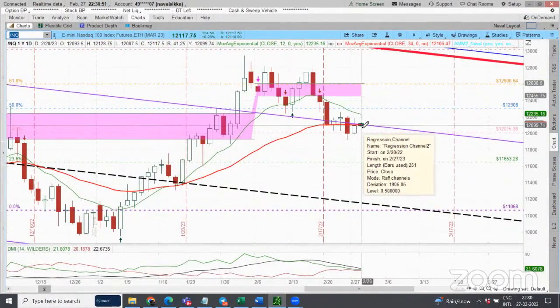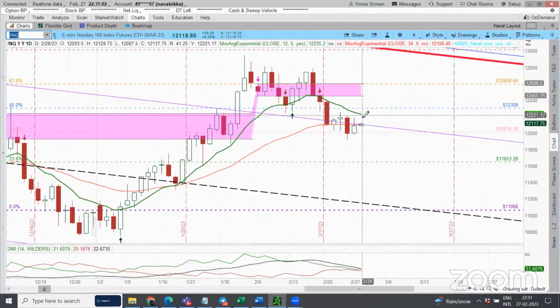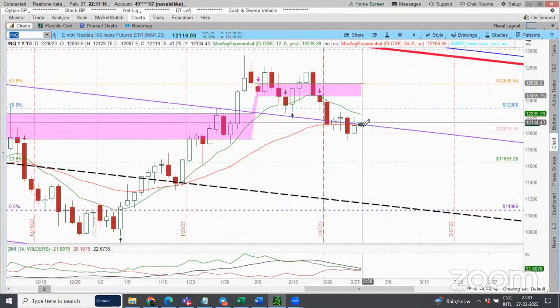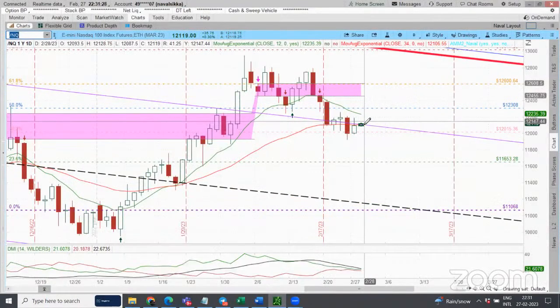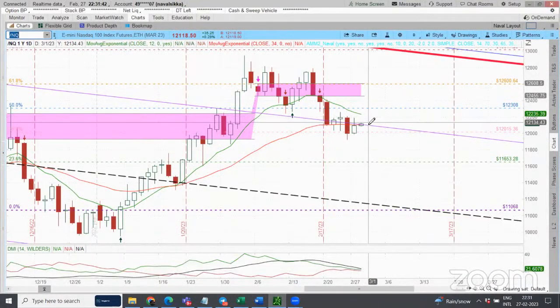So where is my 12 EMA? 12 EMA is 12,135 and my 34 EMA is 12,100. Now you see the difference. In ES, the 12 EMA is converging to the 34 EMA. Here, there is still the gap. So this shows that NQ is performing much better than ES. Okay, so NQ stop loss is now this trend line, 12,100. So 12,100 is the stop loss. You can buy, I think you can buy above 12,100 or buy in the range.